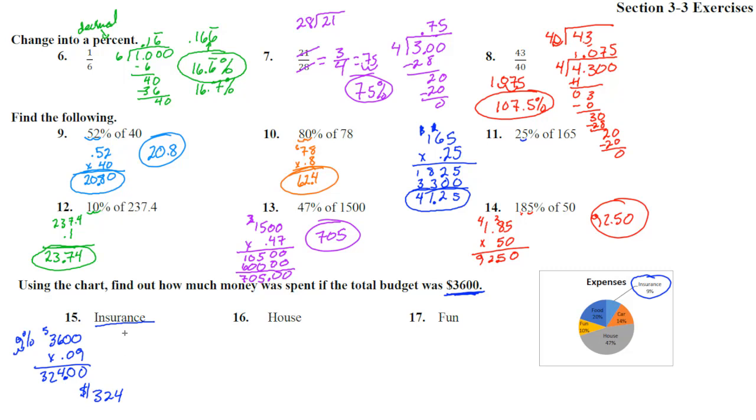So the answer would be $324.00. Okay, number 16. What if we're dealing with the house? Let me see, the house is 47%. So we've got 3,600. I should write that up here. Got the 47% from the chart. That's timesing by 0.47. Oh, look, just like we did there. 7 times 0 is 0. 7 times 0 is 0. 7 times 6 is 42. Carry the 4. 7 times 3 is 21.